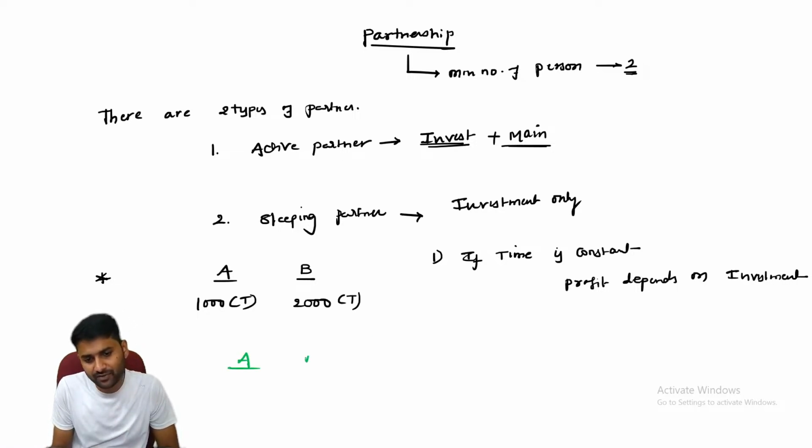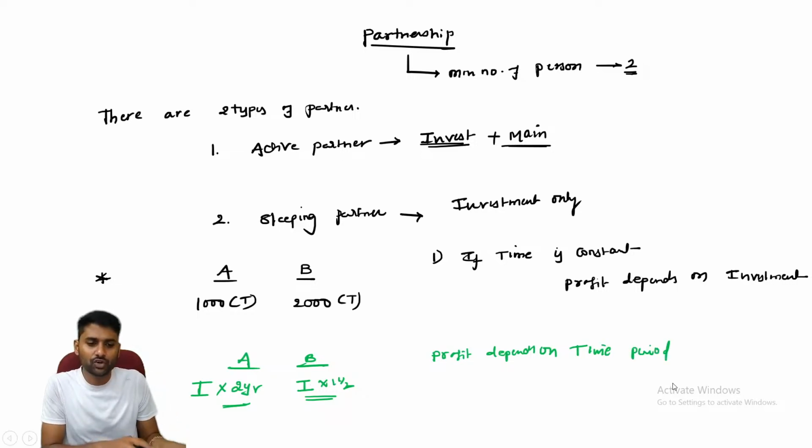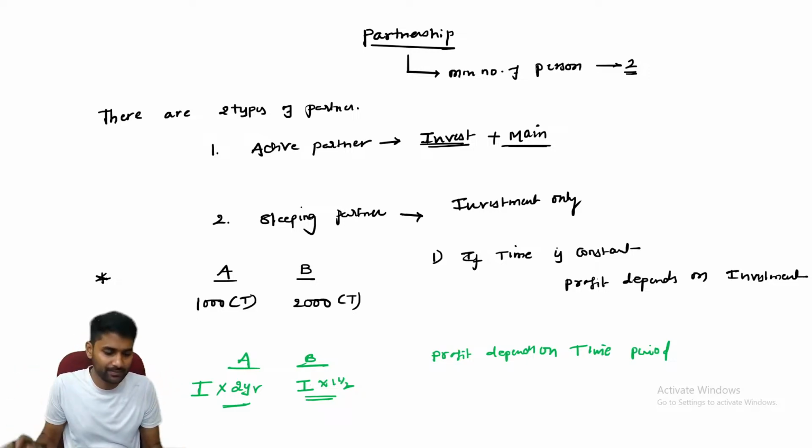Same, let's take another piece of information. A's invested amount is I, and B invested the same amount. A invested for 2 years and B invested for 1.5 years. So in this information, profit depends on the time period. Here, the ratio of investment is the same. If the investment is the same, profit depends on the time period. If time is the same, profit depends on the investment. Just know this basic info.